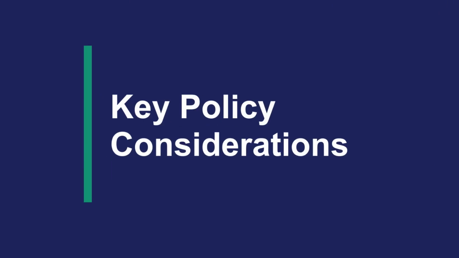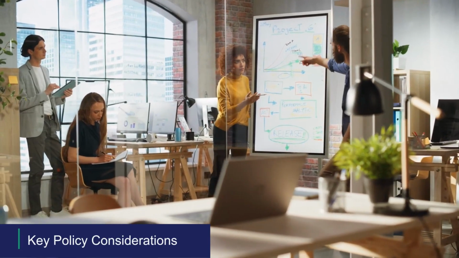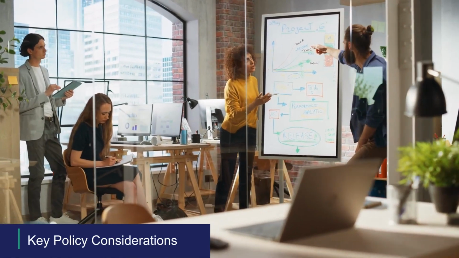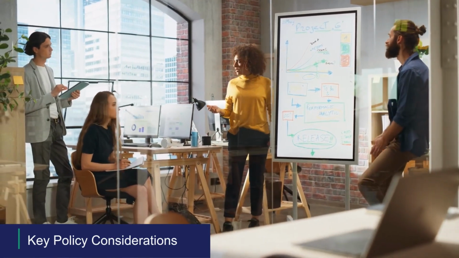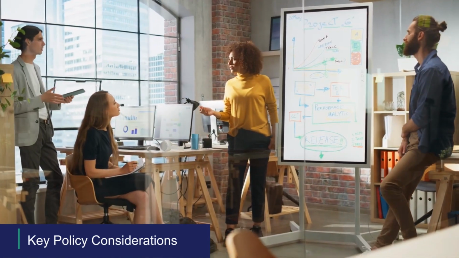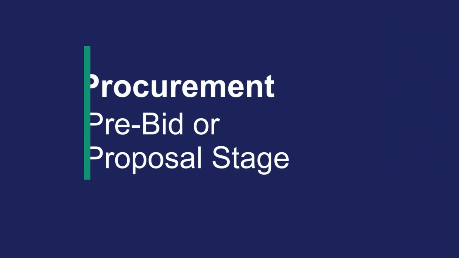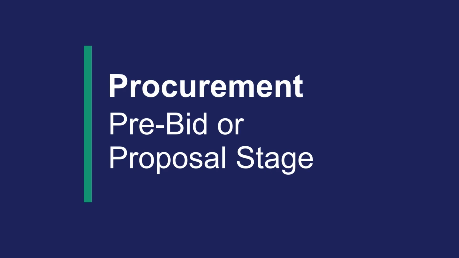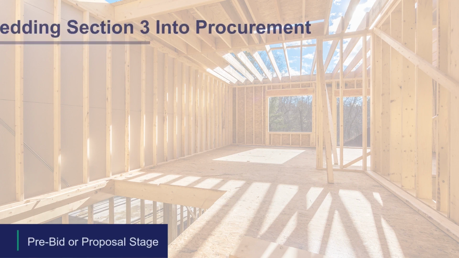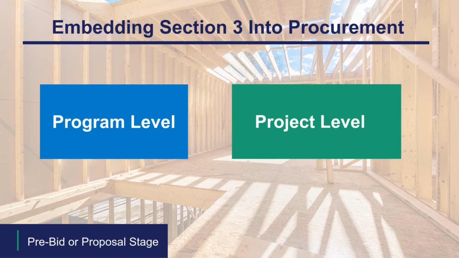Another way to meet the Section 3 goals is to make key policy decisions at the program level that serve as a guide for project or contract compliance. All policy decisions that are made at the program level must be consistent with existing federal, state, and local laws and regulations. Many grantees across the nation have identified a process for embedding Section 3 into their procurement process, which has helped with project or contract compliance.